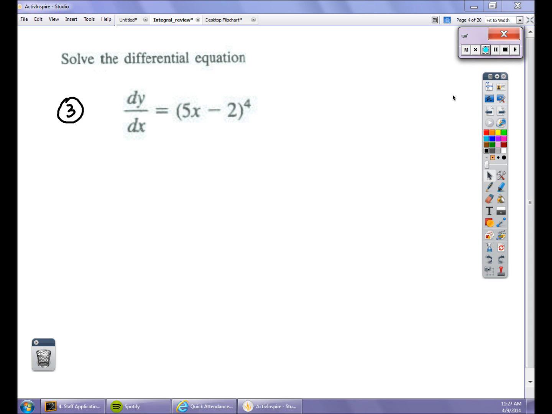Question number 3. Solve the differential equation. For the first step, I'm putting 5x minus 2 raised to the 4th over 1 so that I can cross multiply. dy times 1 is dy, and dx times the expression. And now we're going to integrate both sides.